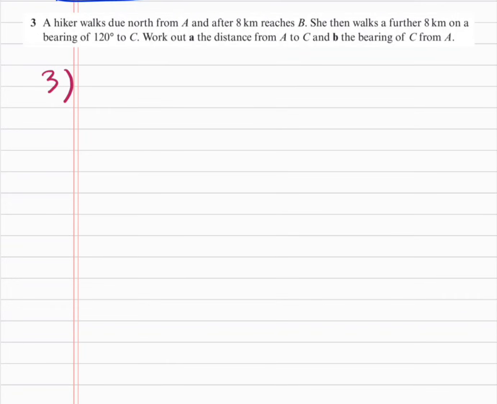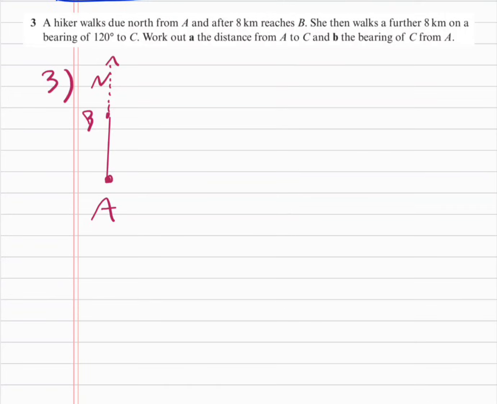So it basically means that we have the starting point A and she walks due north. So it's essentially a vertical line. We don't need the arrow here. So yeah, this is basically point B, and when it says due north, that's the north line.